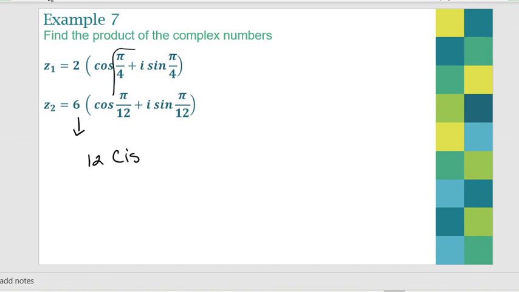Next one, multiply here, 12 cis. I just need to add these. When I put them in the calculator, I promise it comes up as pi over 3.